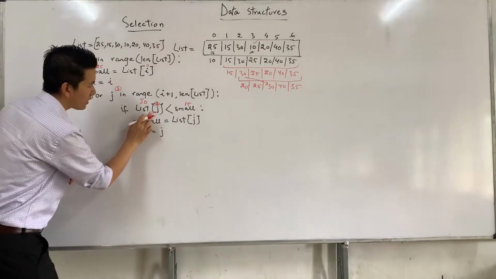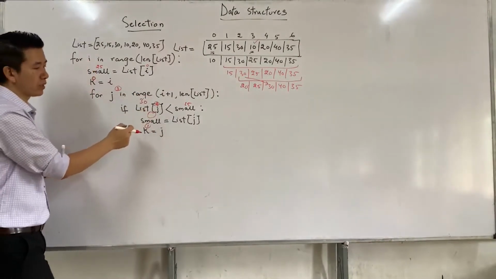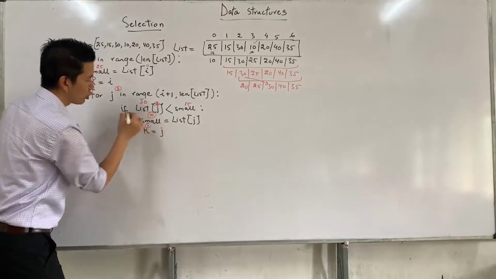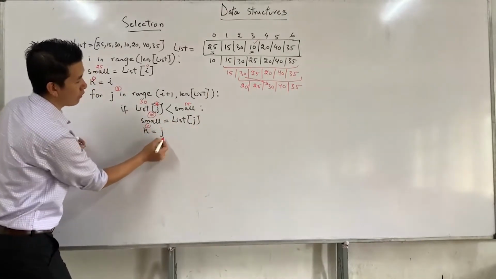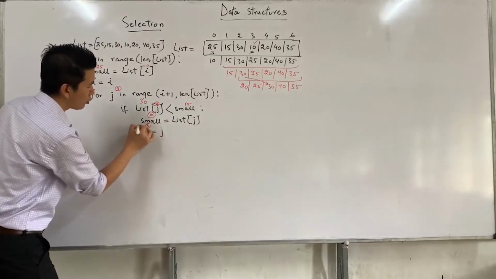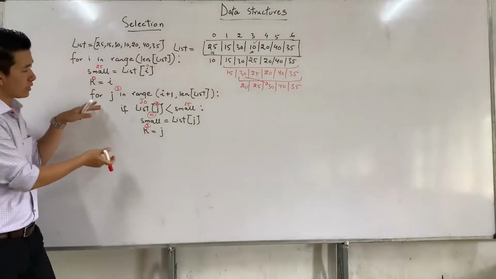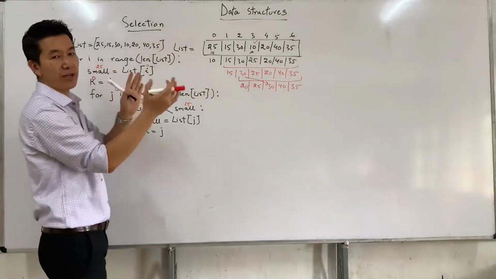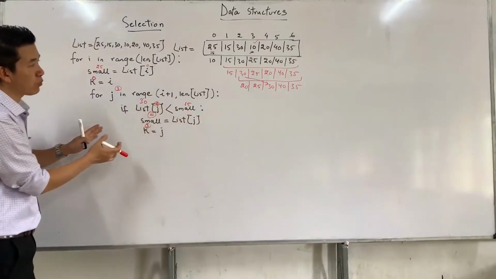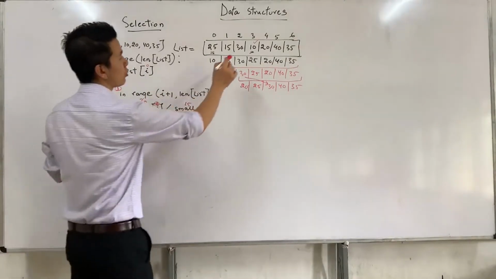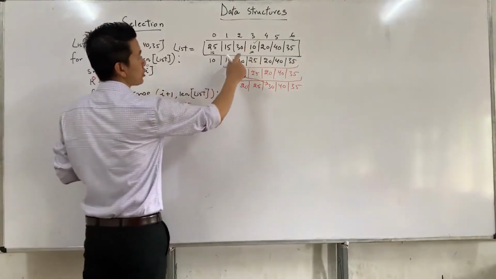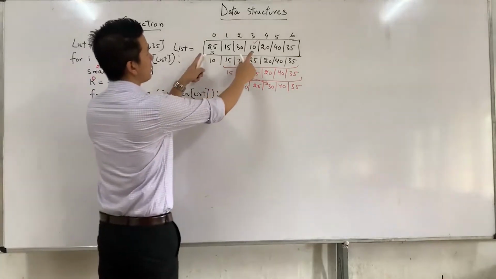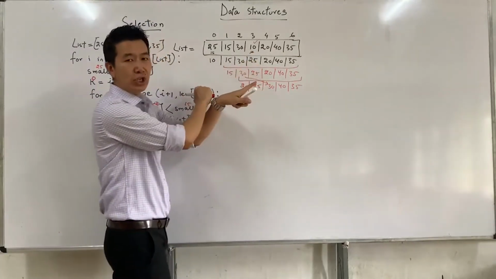Okay, so at the end of all inner cycles, you will have the smallest element of 10. 10 will be assigned to small here, and then the index of 10, which is 3, will be assigned to k. So till this point, what's happening is I'm trying to figure out the smallest number. Okay, so once I get the smallest number, I now need to swap or interchange the smallest number with the first element. Remember, the 10 and 25 are interchanged.